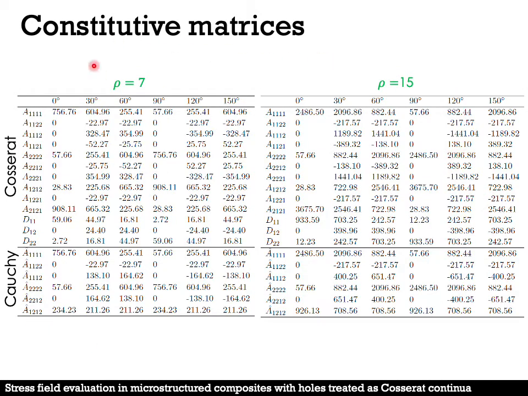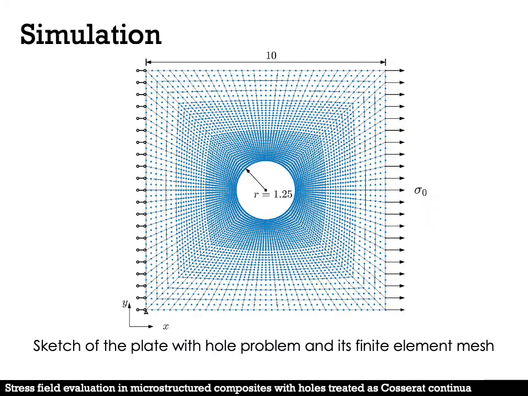This is a result when rho equals 7 and 15. We can see that when rho equals 15, the values of the components are very high. The simulations will be performed on a classical tension problem of a square plate with a circular hole, as shown here in the sketch of this problem.